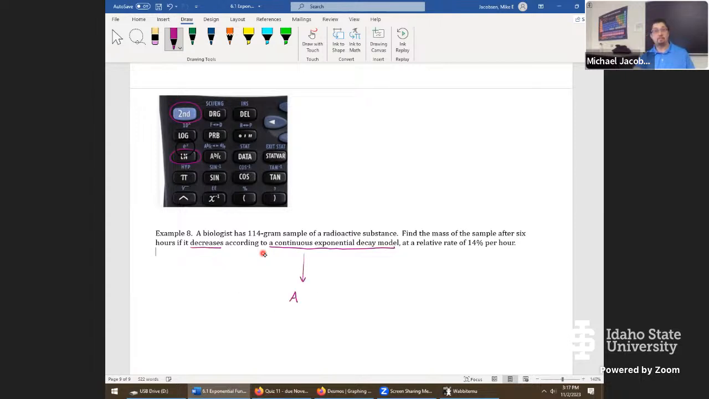An amount, this time it's going to be an amount of mass. The mass was 114 grams initially. So the amount of mass at time t is going to be A for initial mass. It says continuous exponential decay model, so we'll have e to the power of r times t. But when it says decreases, this also says r is negative. So let's take a look if we can find those values.